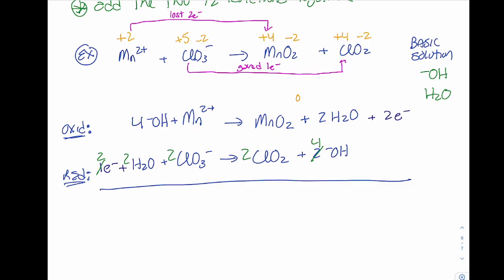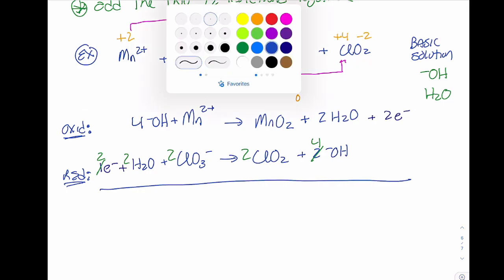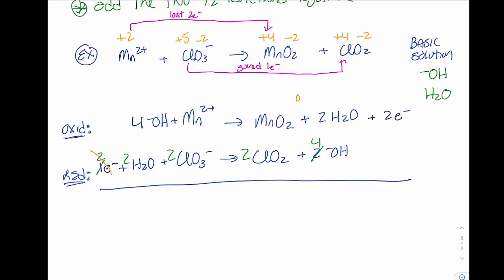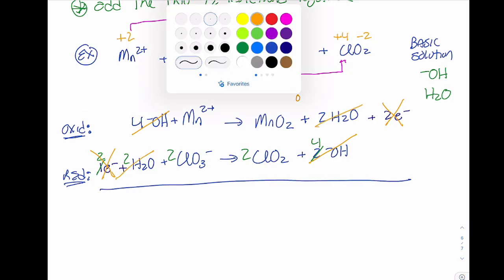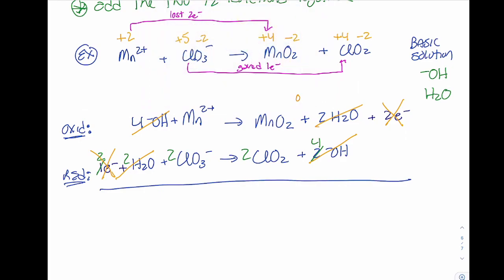And if it's easier for you to just add first and then cancel after you add them, by all means do it. I like to cancel them first, but you don't have to. So here I have 2 electrons, here I have 2 electrons, so they're going to cancel. And then this time I actually have water and hydroxide ions canceling also. 4 hydroxide and 4 hydroxide. Sometimes you'll have 4 on one half reaction and 2 on the other, and then 2 of them will cancel. It doesn't always have to be the entire thing. In this case it is. Same with water, 2 waters and 2 waters, so those go away. And then just whatever's left.